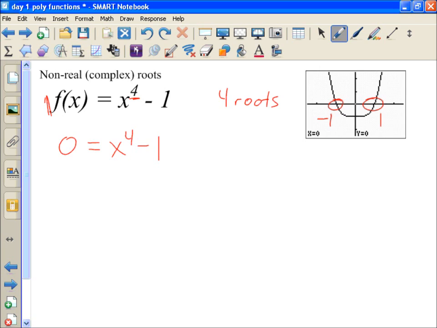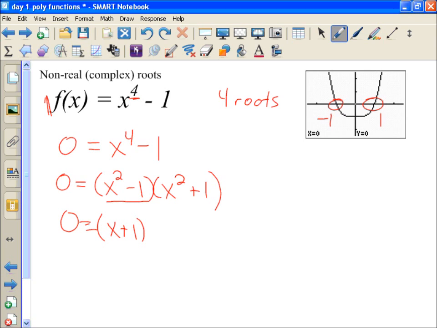Now, if we're on our toes, we will notice that this is a difference of squares. This is x squared minus 1 times x squared plus 1. And if we're really on our toes, we notice that the first term here is also a difference of squares, so that can be factored as x plus 1 and x minus 1. But we cannot factor a sum of squares.